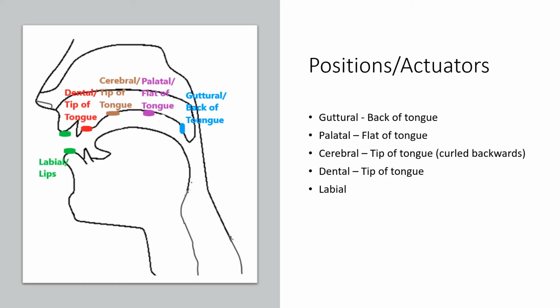The next position is palatal or the palate. Now at this place, the sounds which are supposed to originate from this place use the top portion of the tongue or the flat portion of the tongue to block or constrict the air at this position.